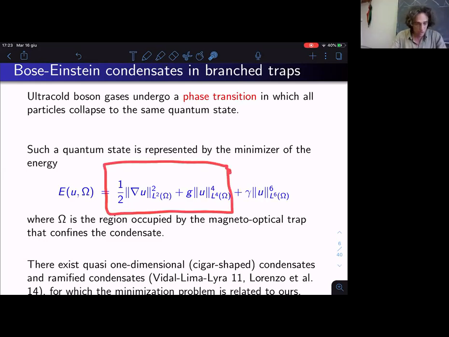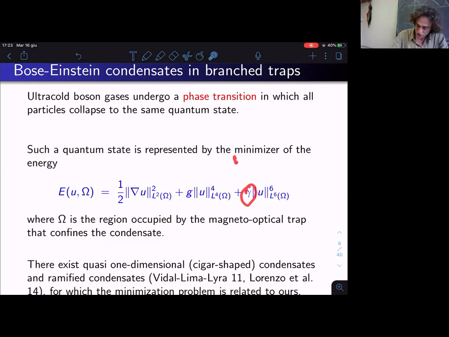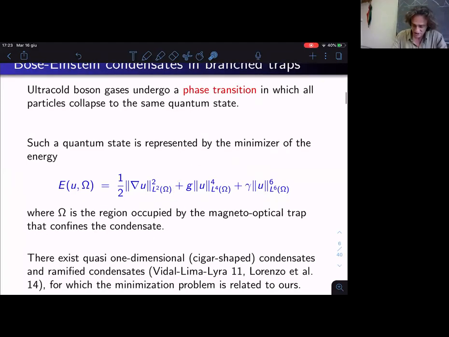And normally, the sign here is plus, g is positive. But if we also introduce the presence of the three-body interaction, we get another term where the power is 6. There is some nowadays old work by Thomas Chen on that. And there is another coupling constant gamma, which is in general much smaller than g. And this is the reason why only this term in general is considered.